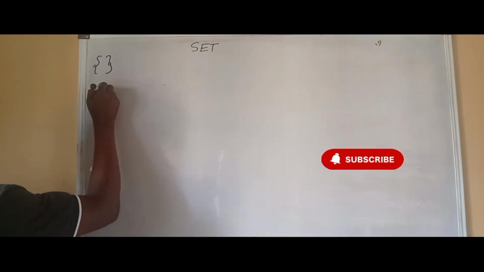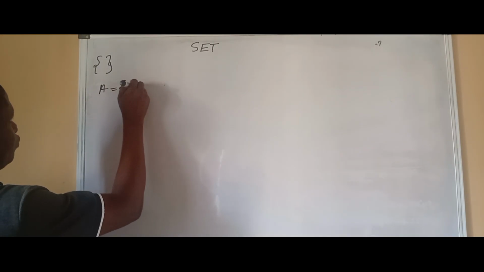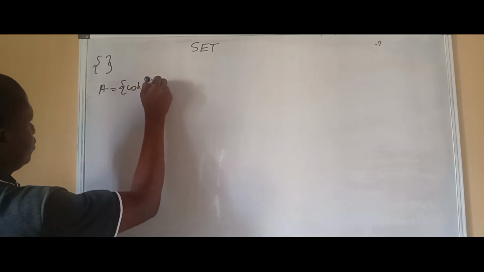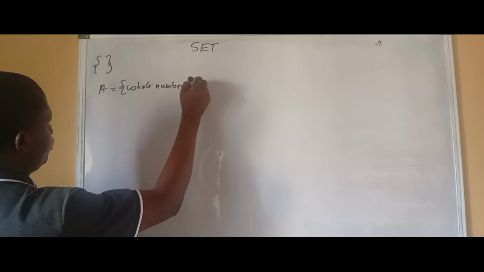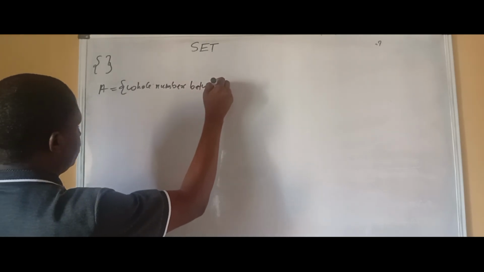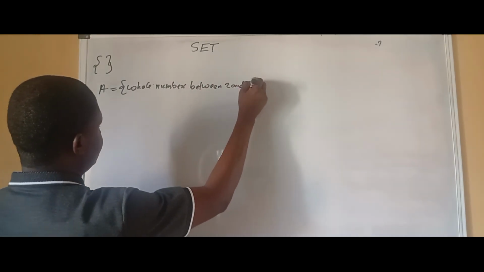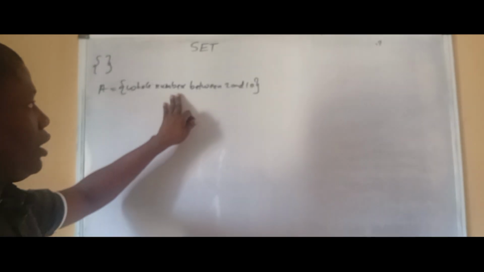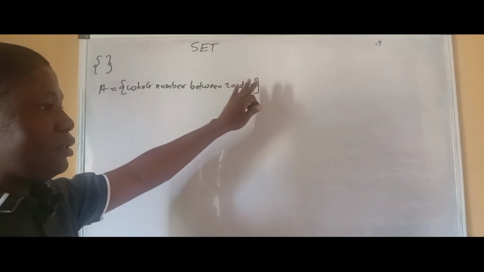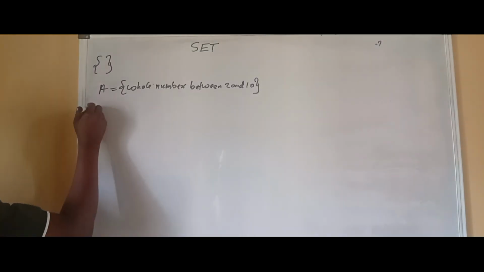For instance, let A be equal to what? A set of whole numbers between 2 and 10. How do we say it? We say A is a set of whole numbers between 2 and 10. So that's what we call the elements of a set.